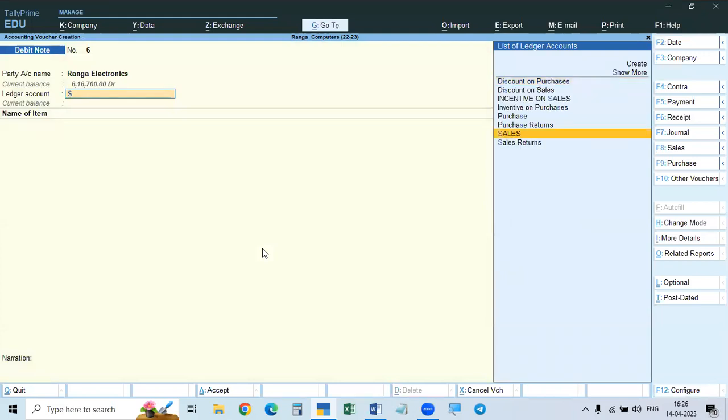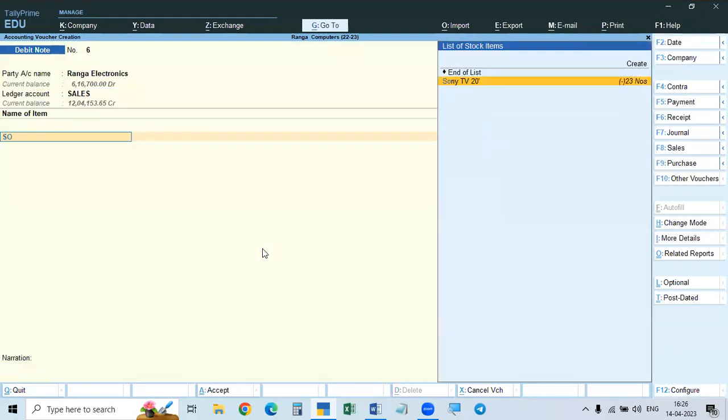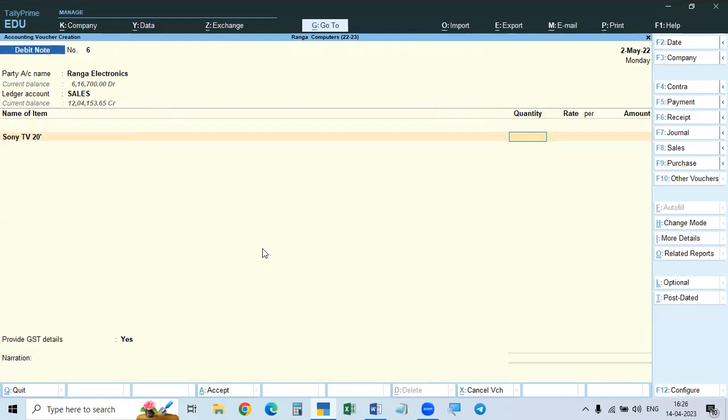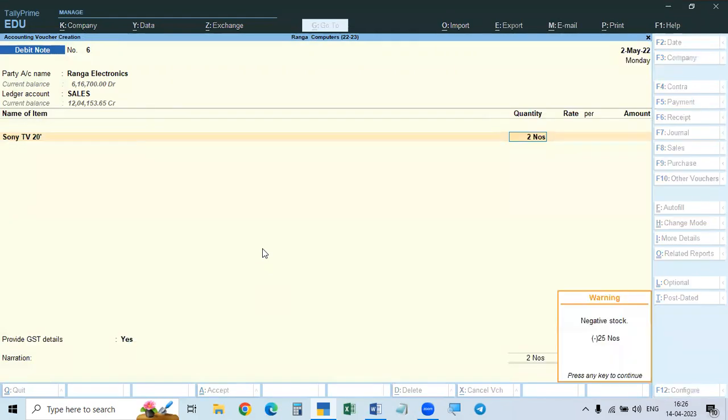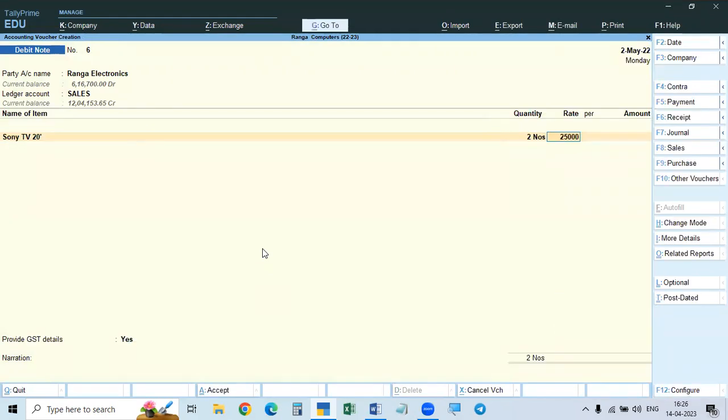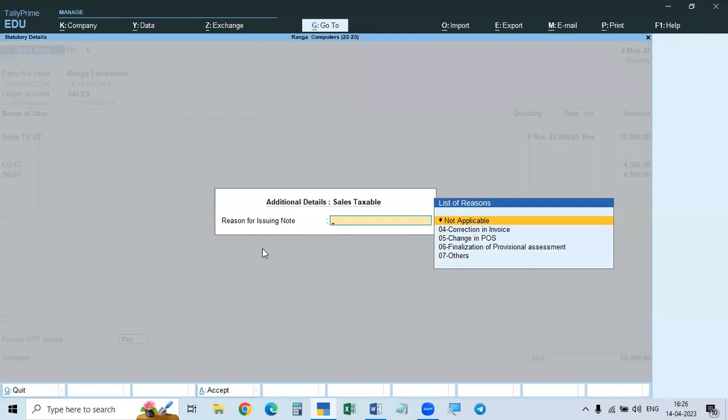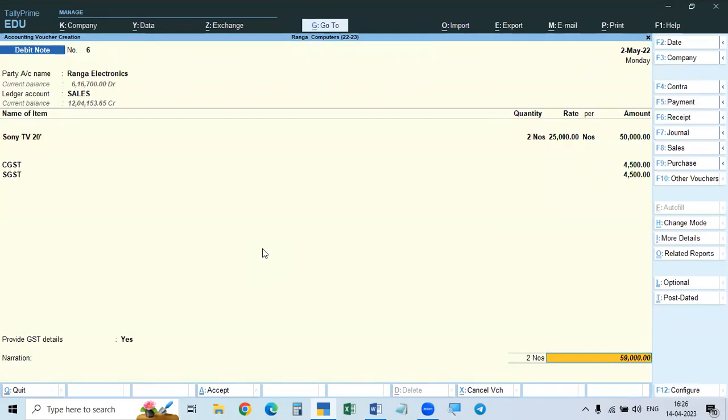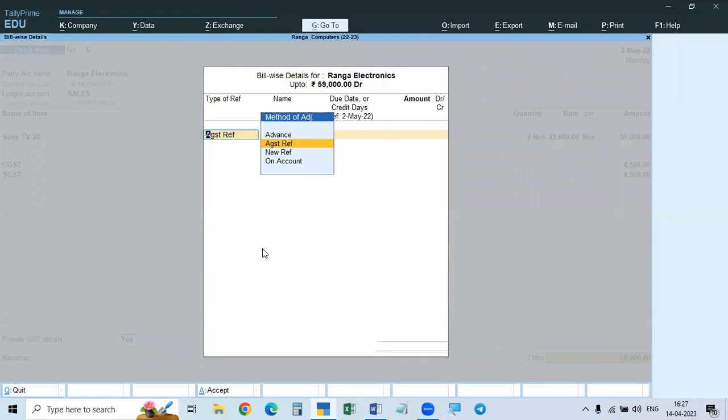Here we have to check the sales: Sony TV 20 inches. We are increasing two numbers, 5,000 rupees each. Now come to CGST. Here in GST, the reason is correction in invoice. Then from the total, you must be careful here.